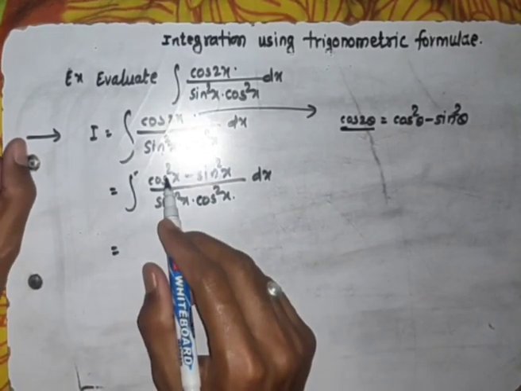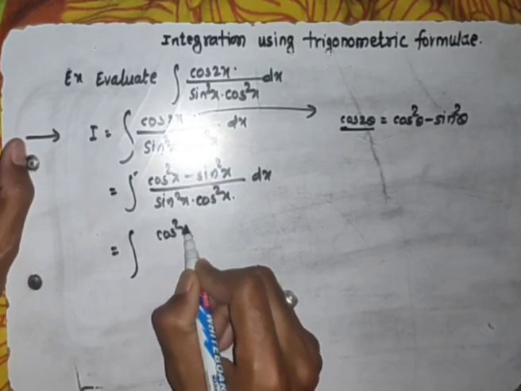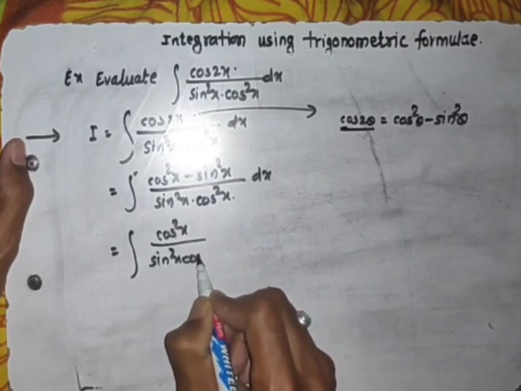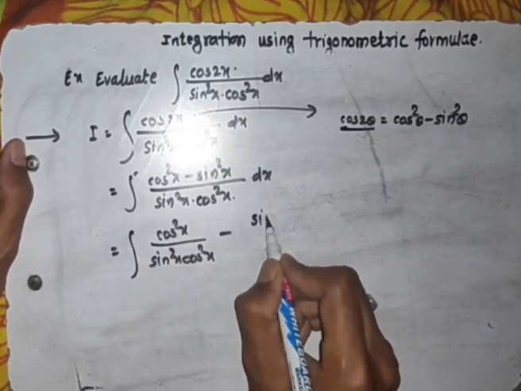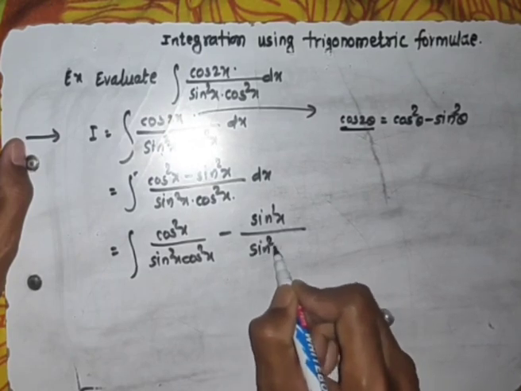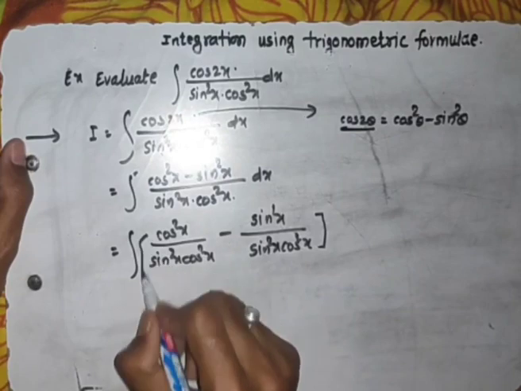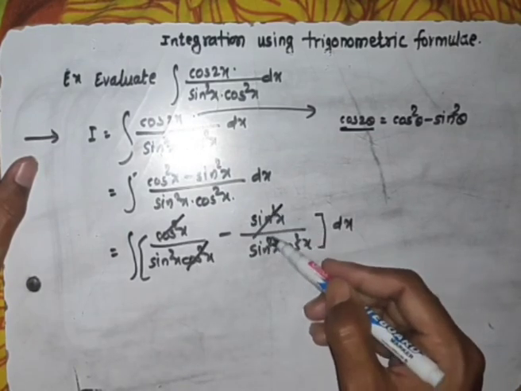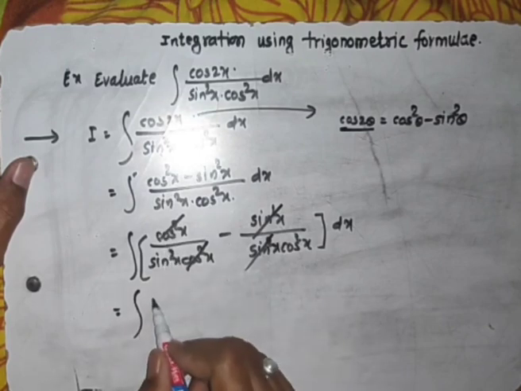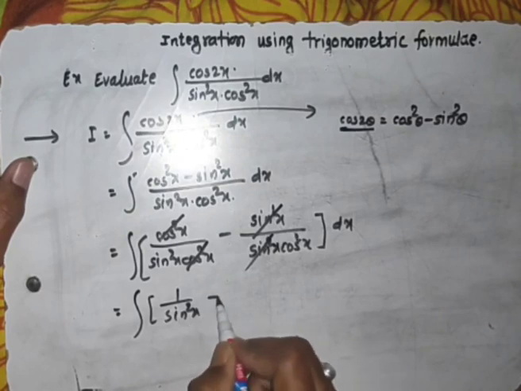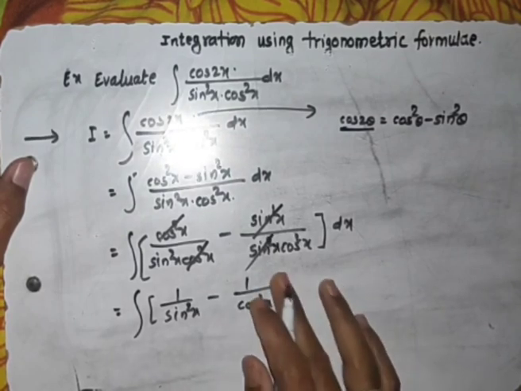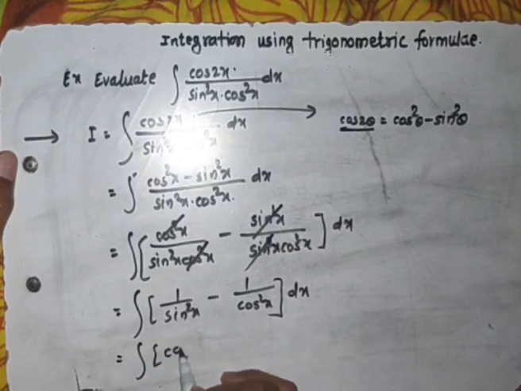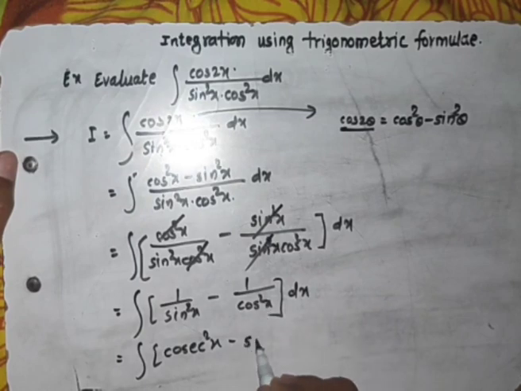Now separating numerator and denominator, I can write cos square x upon sine square x cos square x, minus sine square x divided by sine square x cos square x, taking bracket, with respect to x we have to integrate. Now some terms will get cancelled. As here is multiplication, we can cancel cos square, and sine square cancelled, and the remaining term is 1 upon sine square of x minus 1 upon cos square of x dx. Now what is 1 upon sine square? 1 upon sine square gives us cosec square x, minus 1 upon cos square gives us sec square x.